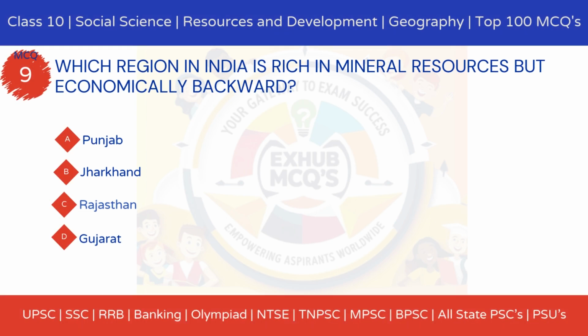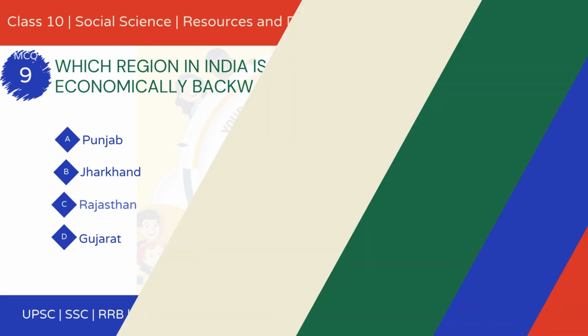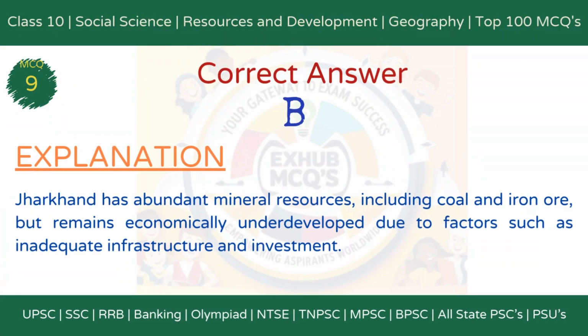MCQ 9. Which region in India is rich in mineral resources but economically backward? Option A, Punjab. Option B, Jharkhand. Option C, Rajasthan, Gujarat. The correct answer is option B, Jharkhand.